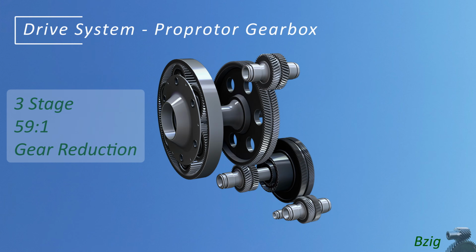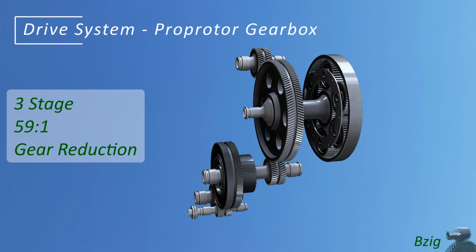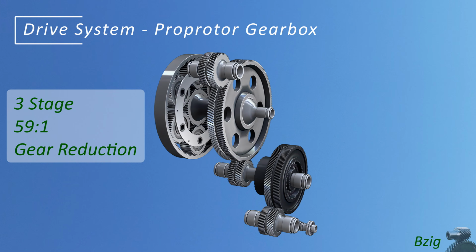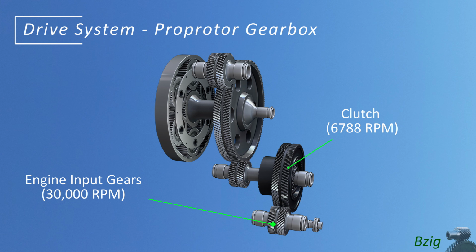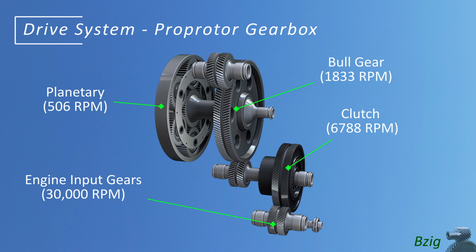The proprotor gearbox provides a 3-stage 59-to-1 gear reduction. And there are 4 sections within this gearbox: the input gears, the clutch, the bull gear, and the planetary gear. The 3 reduction stages happen at the interface between each of those sections.